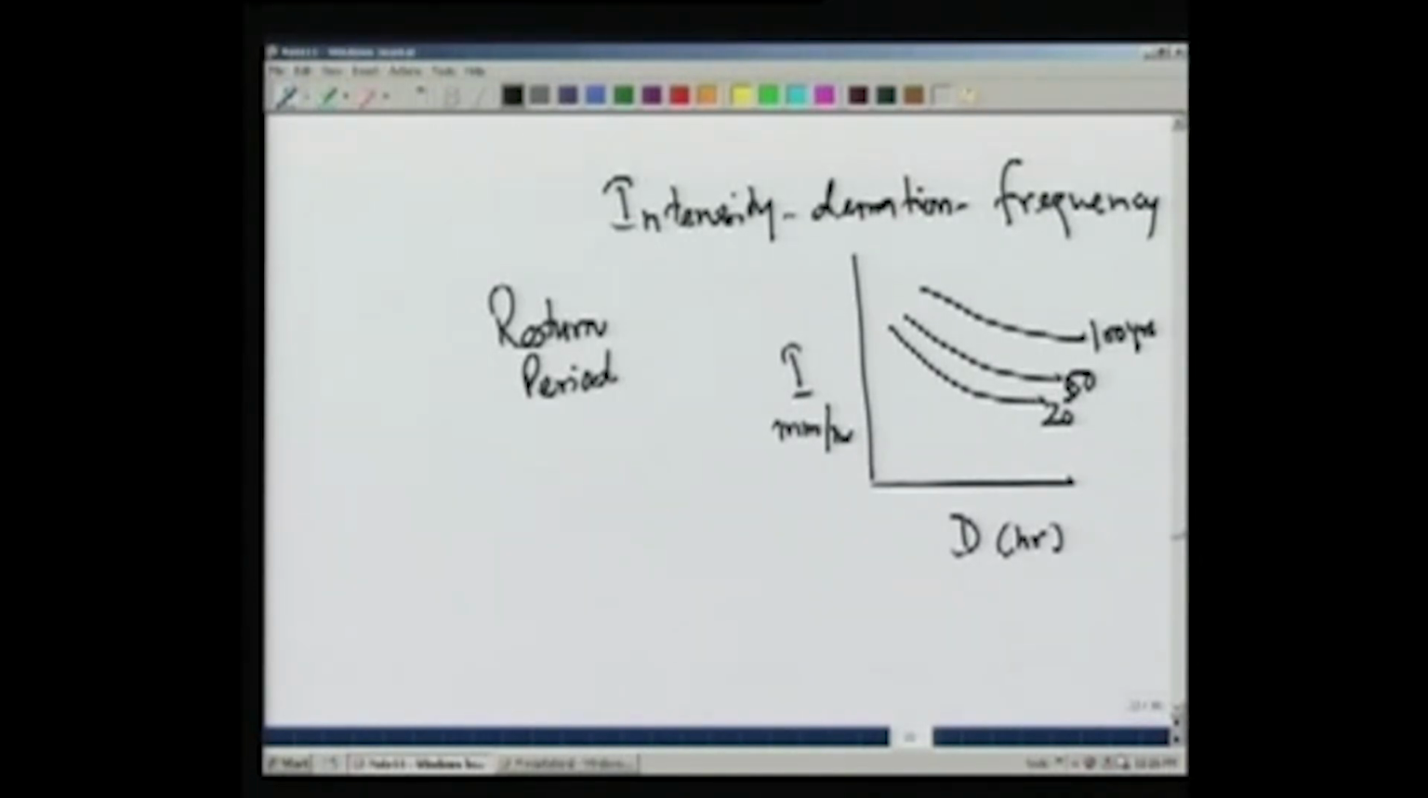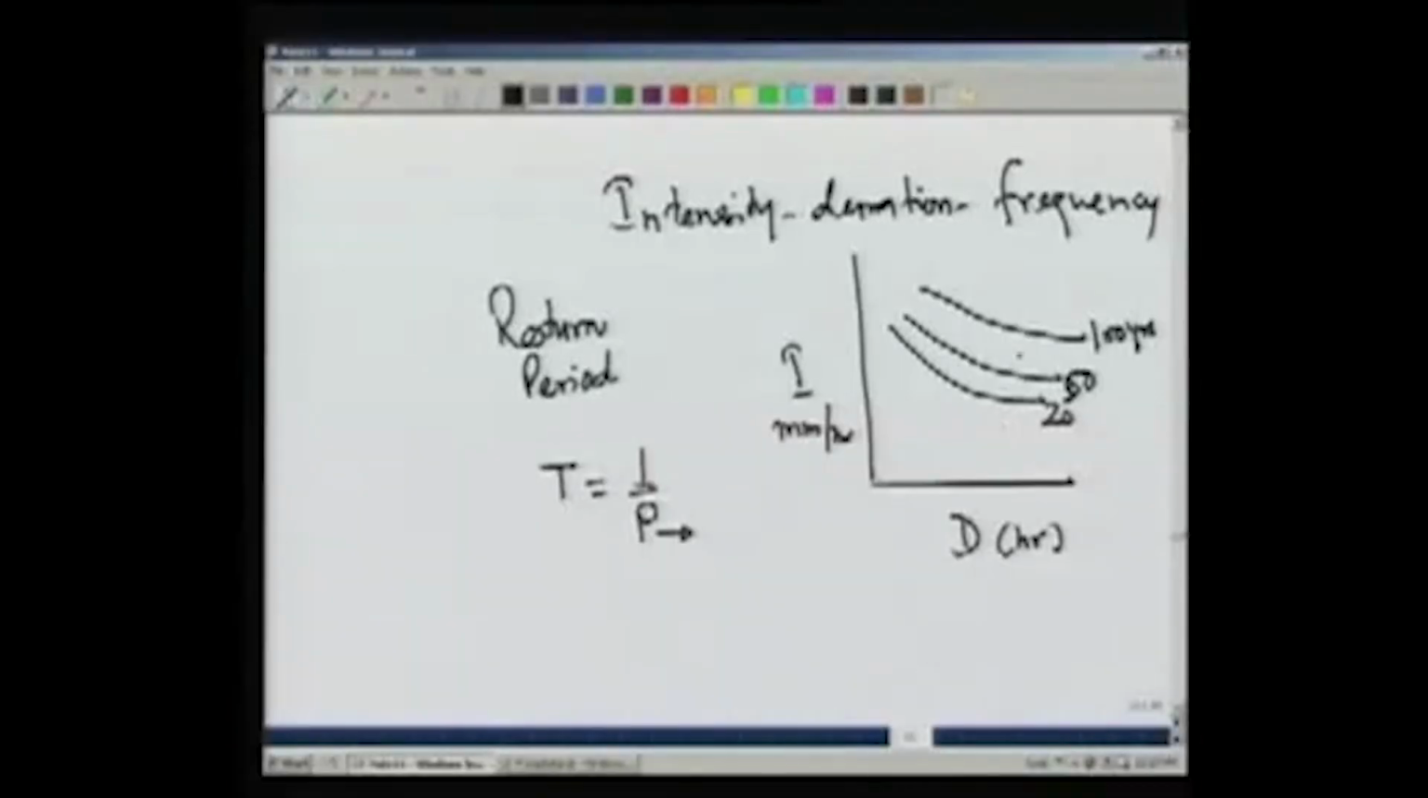So we can write the time period as 1 over the probability of occurrence of a rainfall, and when we discuss the intensity, duration, frequency curve, they will help us in knowing or designing a project or some structure against a given probability of occurrence.